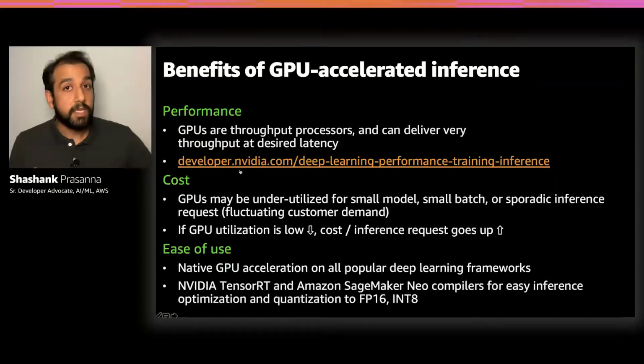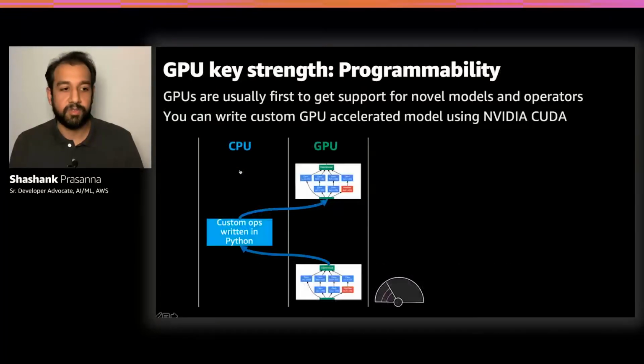utilized. From an ease of use standpoint, GPUs are some of the easiest options to use because all frameworks automatically come supported with GPU support. And by using NVIDIA TensorRT, which takes a little more extra steps, you can get far better performance. So it's a trade-off you have to make. If you want to spend a little bit of extra effort, you can get much better performance with GPUs.